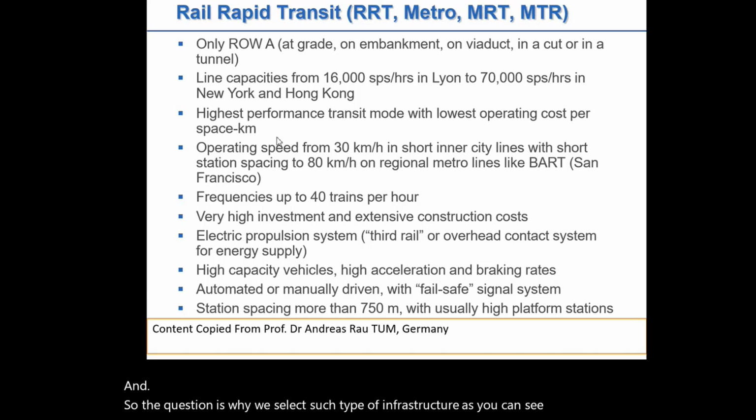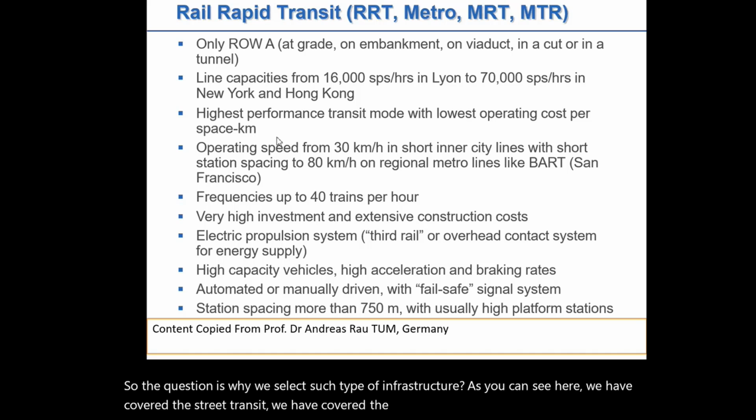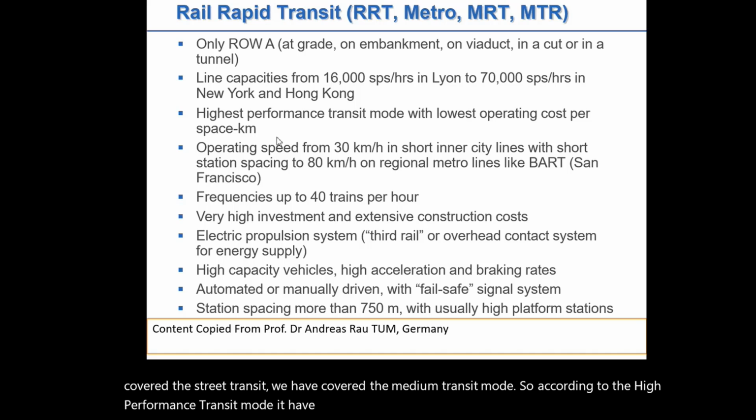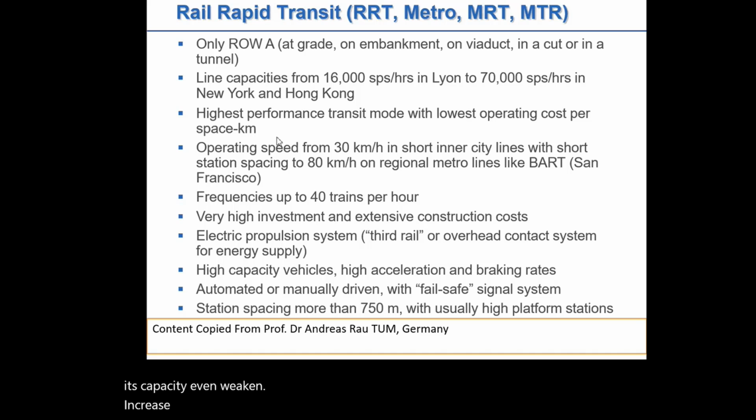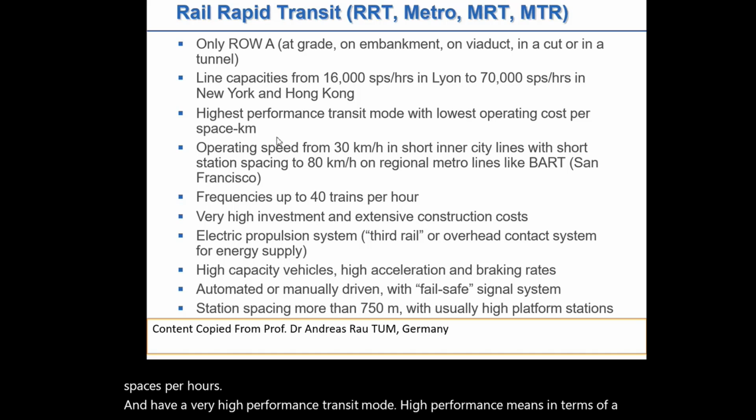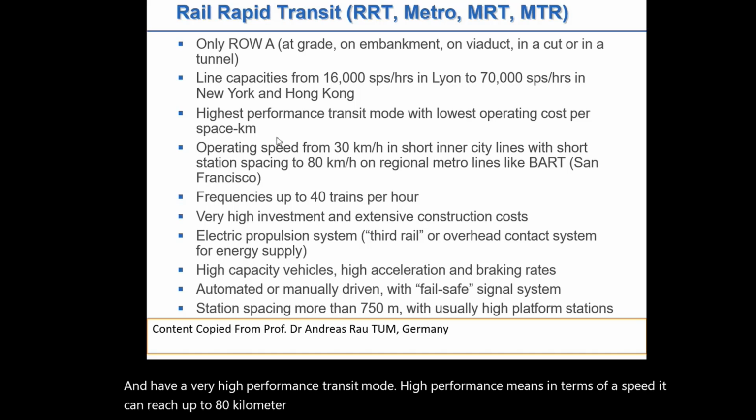As you can see here, we have covered the street transit, and we have covered the medium transit mode. According to the high performance transit mode, it has a capacity of up to 70,000 spaces per hour, which is still operating in New York as well as in Hong Kong. So you can imagine that we can even increase the capacity to maybe 90,000 or 100,000 spaces per hour. It is a very high performance transit mode. High performance means in terms of speed, it can reach up to 80 kilometers per hour, starting from 30.